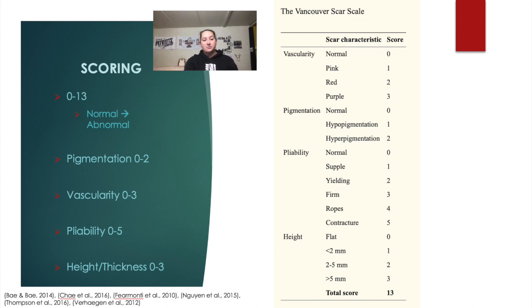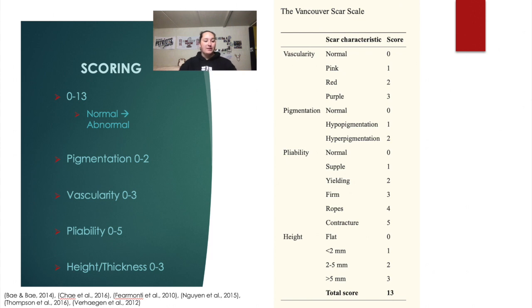The next section is pliability. You'll see that one ranges from scores of 0 to 5, 0 being normal, 1 being supple, meaning that it's flexible and it has minimal resistance. A score of 2 they call yielding, which means that it gives way to pressure. A score of 3 means it's firm, which means that it's inflexible and it doesn't move easily, and it's resistant to manual pressure. A score of 4, I believe the one that you're seeing says ropes.